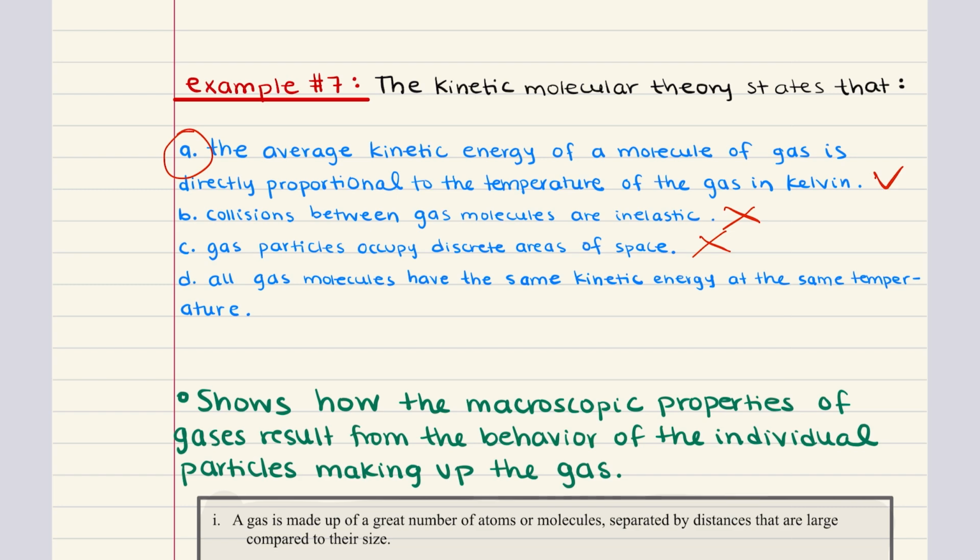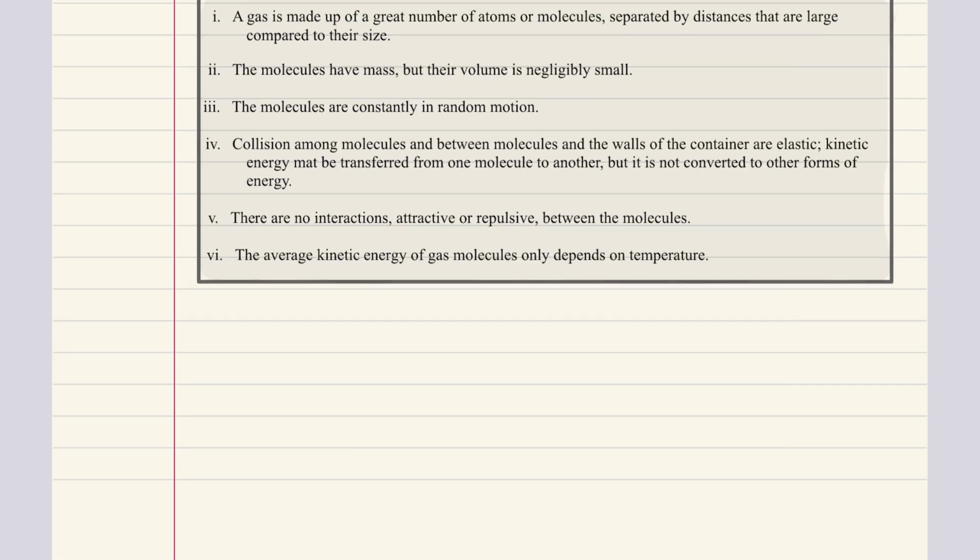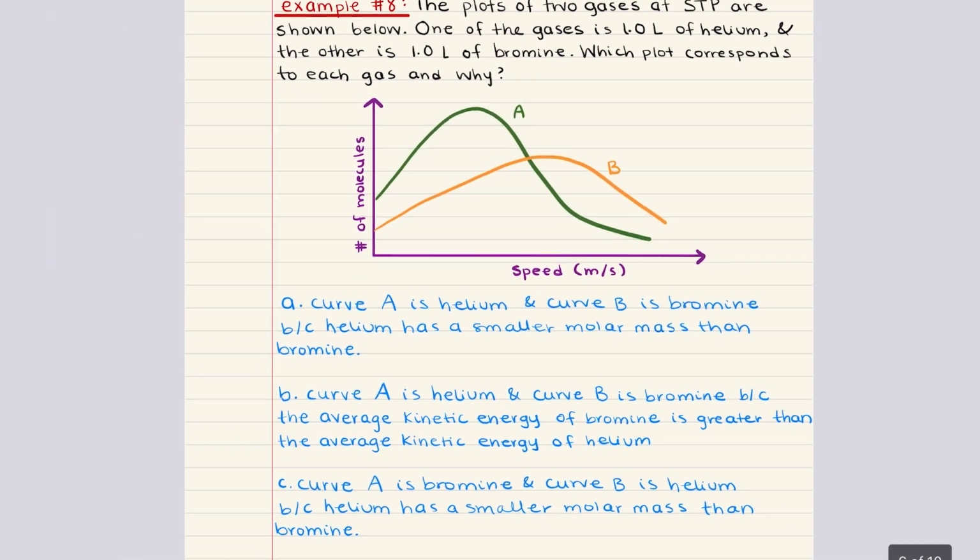Last answer choice says that all gas molecules have the same kinetic energy at the same temperature. Now, this is false. While the average kinetic energy is directly proportional to temperature, individual gas molecules do have a range of kinetic energies due to their constant random motion and their collisions. So all in all, the correct answer here for problem 7 is going to be A. Let's move on to problem 8.